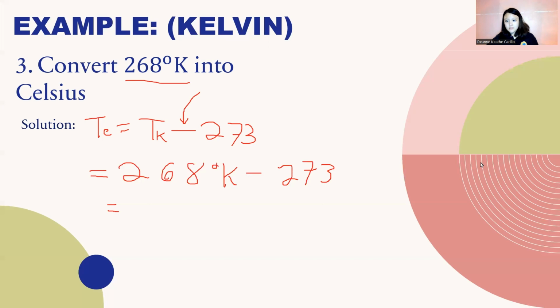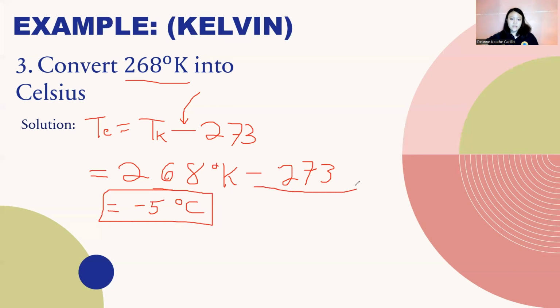268 minus 273 is equals to negative 5. That is the final answer. And let's not forget the temperature scale is Celsius because it has been converted from Kelvin. Why is it negative? It is because the higher number is negative, which is negative 273. And magbabawas siya because magkaiba sila ng sign.